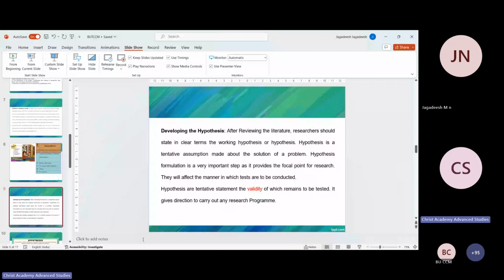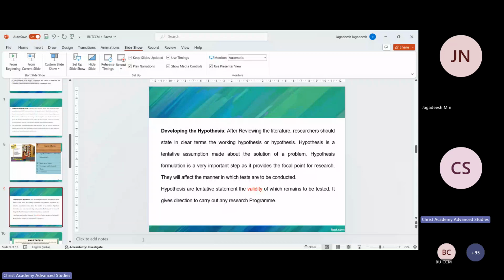developing the hypothesis. This is one of the very important steps, like review of literature. The word hypothesis: it is a tentative statement. One way to define the word hypothesis is that it is a tentative statement. Basically, we have two kinds of hypothesis: null hypothesis and alternative hypothesis. Null hypothesis is a statement of no difference. Alternative hypothesis is a statement of difference.